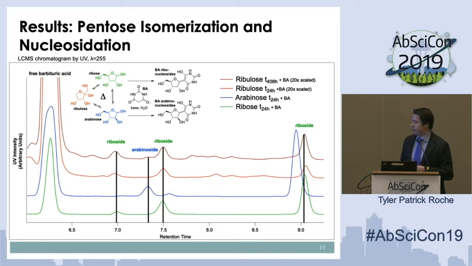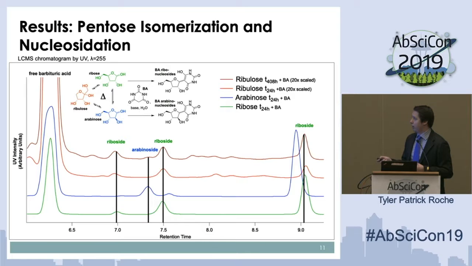So the results of this experiment show that this green trace is ribose, this blue trace is arabinose, just reacted with barbituric acid after being allowed to incubate for just a day. And then the 2 red traces are ribulose. The first one is ribulose incubated for 1 day, and then the darker red trace is ribulose incubated for 408 hours, and these are all at 65 degrees. And once I react each of those time points with barbituric acid, you can see them here.